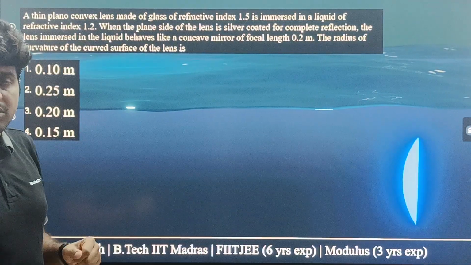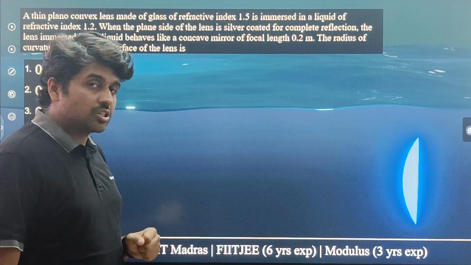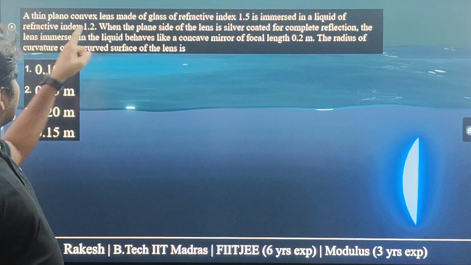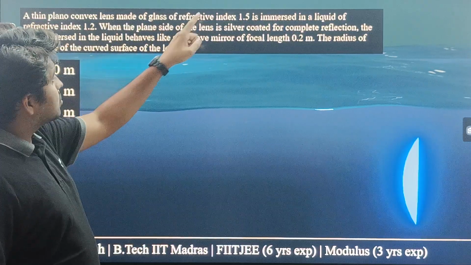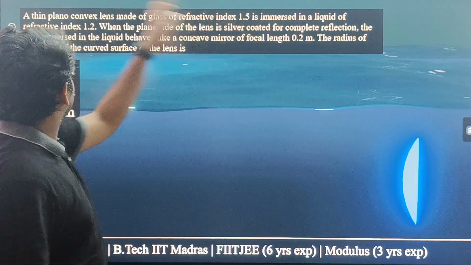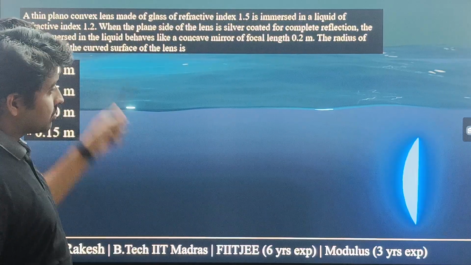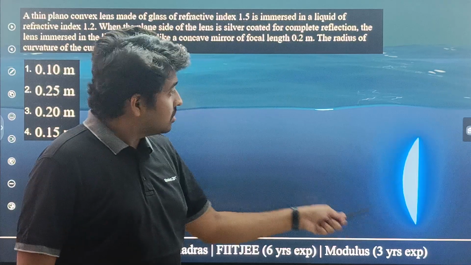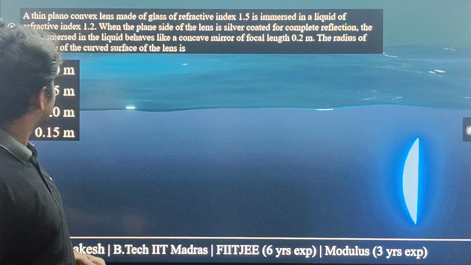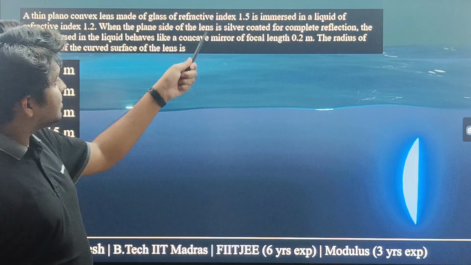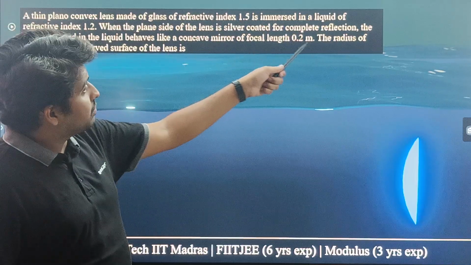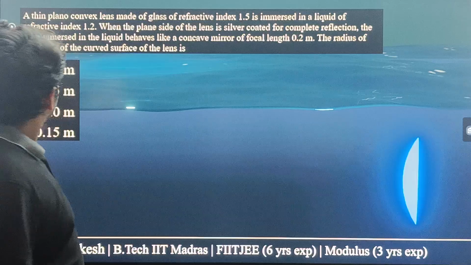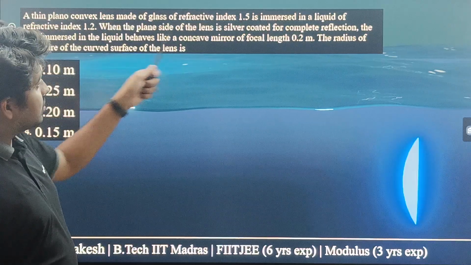So, this is a question from the 24th shift. A thin plano-convex lens made of glass of refractive index 1.5 is immersed in liquid of refractive index 1.2. So this is a plano-convex lens, immersed in a liquid of refractive index 1.2. When the plane side of the lens is silver coated for complete reflection, this behaves like a concave mirror.